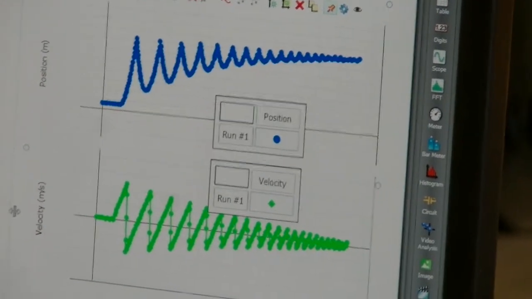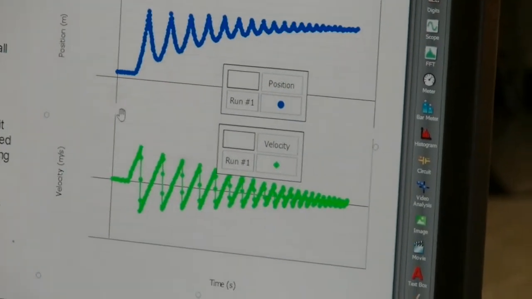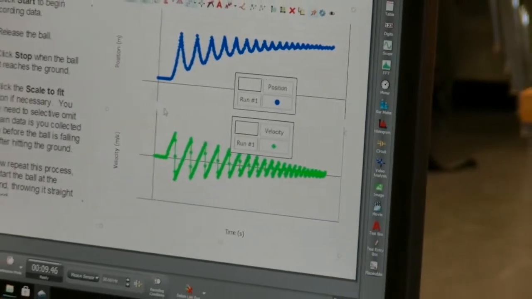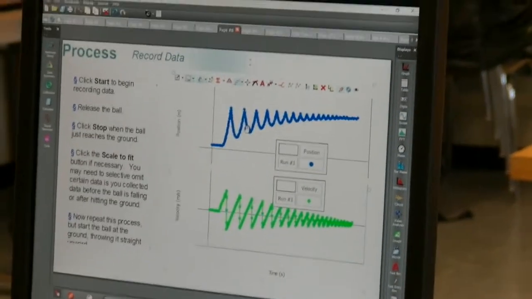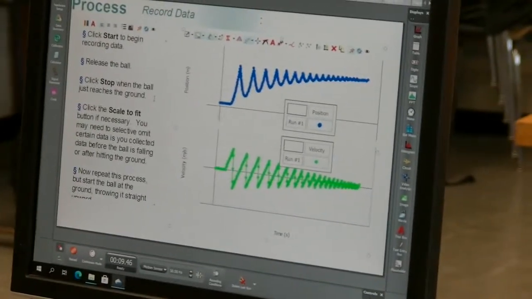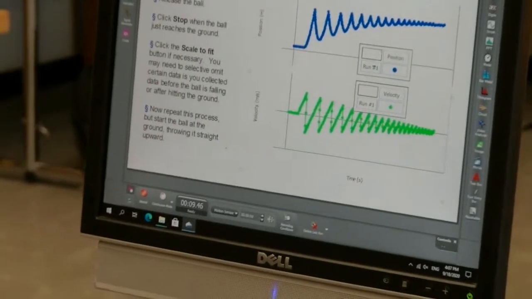So now that we have the graphs, we can repeat the experiment a few more times before we actually fit the data to get our measurements. So let's repeat it one more time. So, you ready?